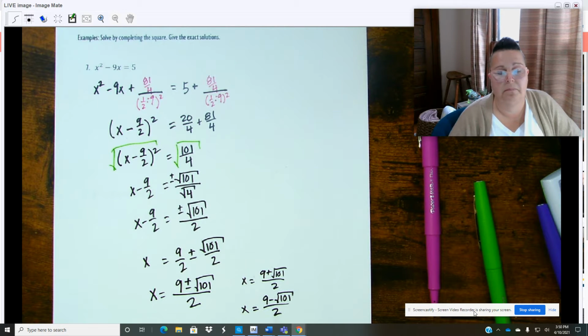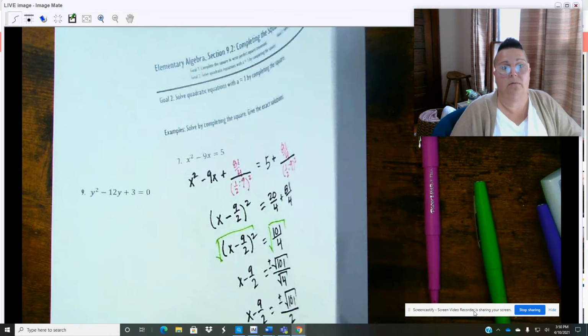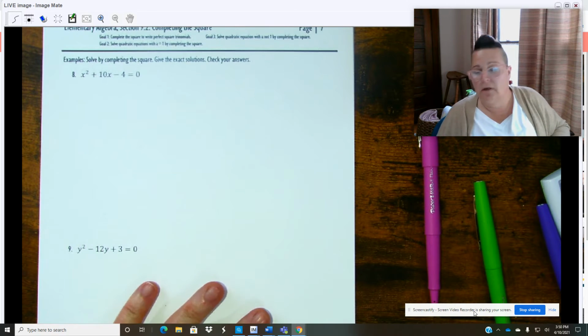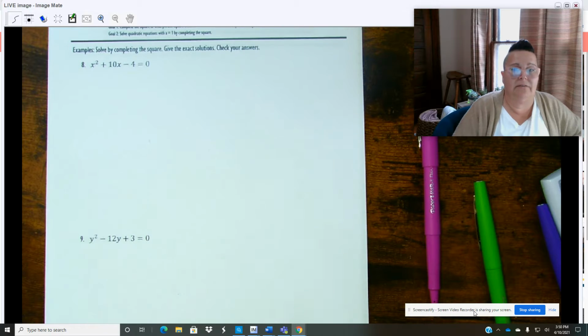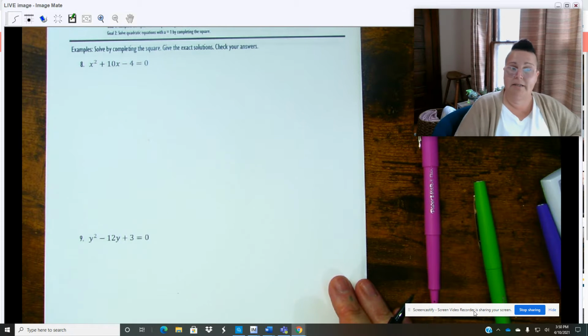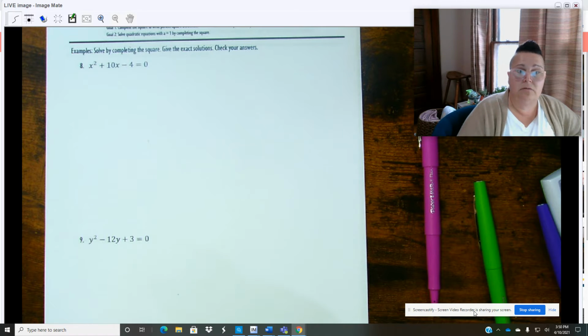Okay. Do you want to try a bunch? I've got a bunch of these. So if you want, you can skip to the end, or you can grab a snack and a drink, because I'm going to need a tall glass of water after this. Okay. We're going to complete some squares, we're going to give some exact solutions, and we're going to check some answers. Alrighty.